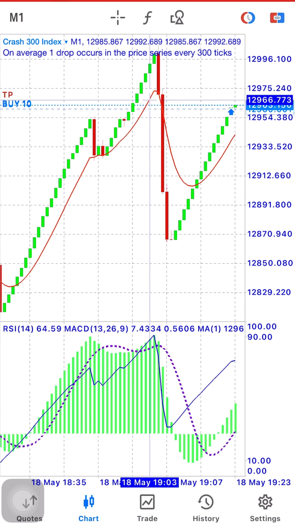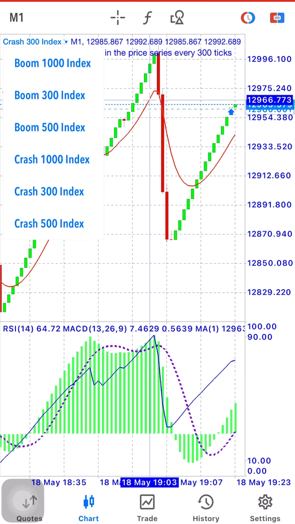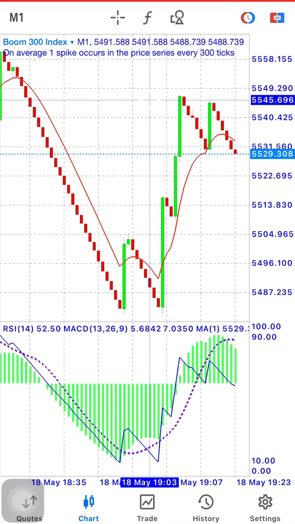So now we've done crash 300. Let's go to Boom 300 and see if there is any chance there. Boom 300, okay, there is no chance here. This market is not in a good shape. It is not in a good position at all.